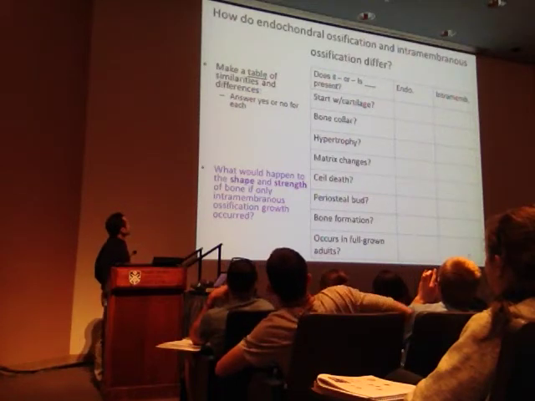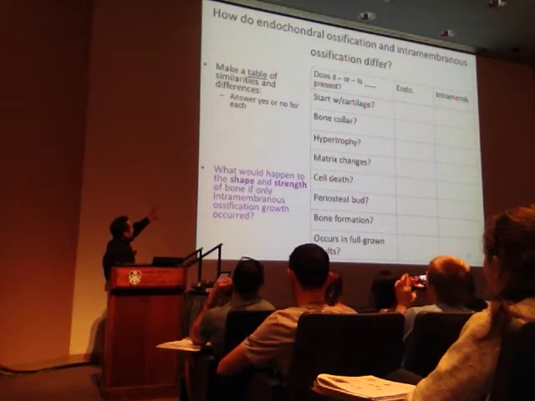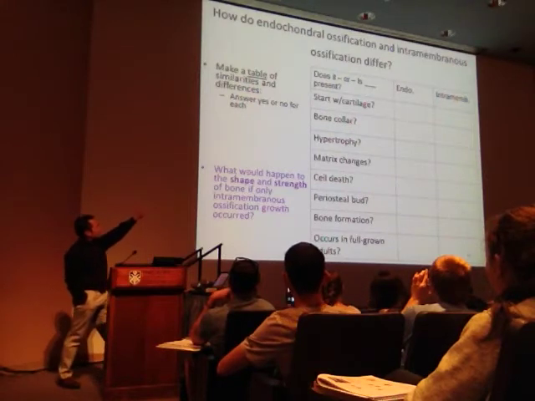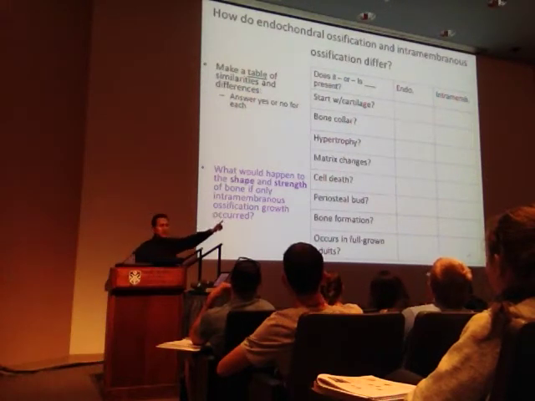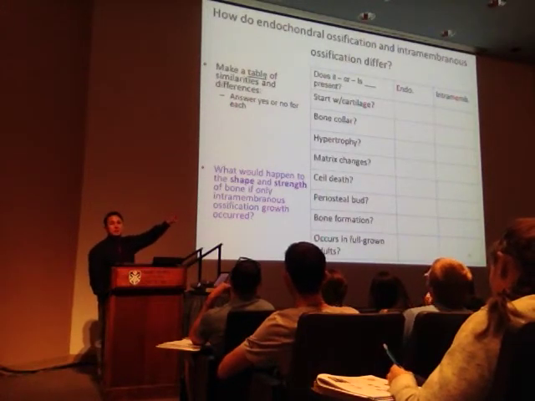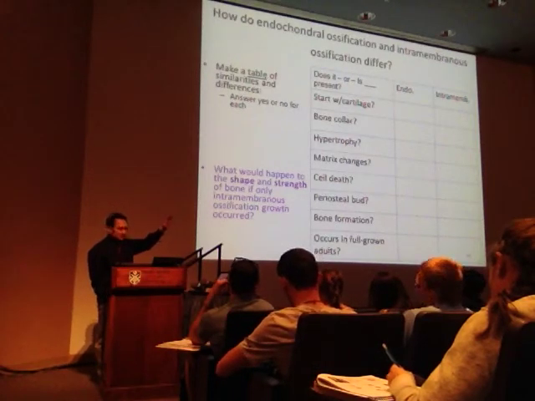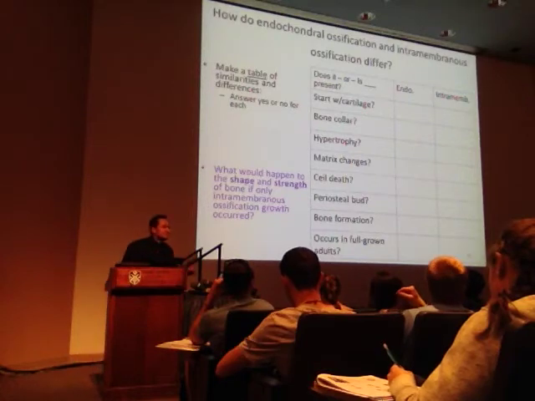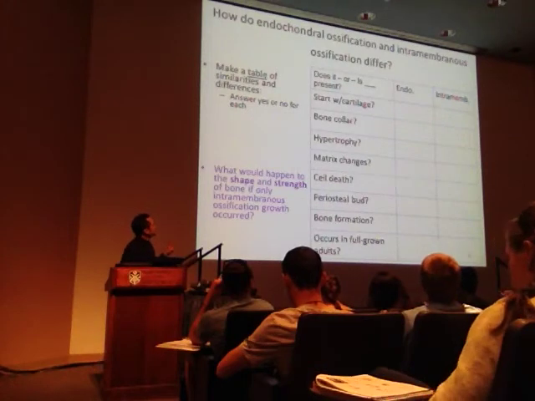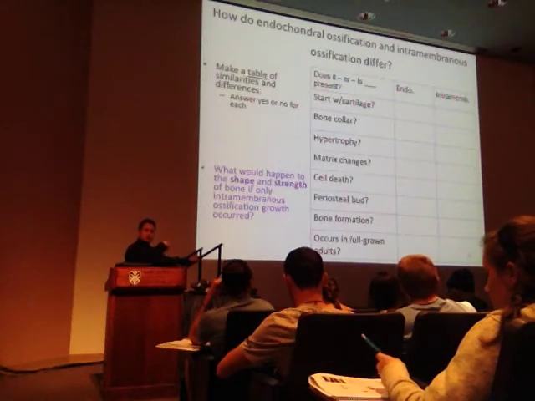So I want you to make a table. You can just print out the slide if you'd like. And I want you to say yes or no. In intramembranous, which is the first one we did, that's the far right column, does it start with cartilage or does it not? No, it doesn't. It starts with what? Mesenchyme. Endochondral, which is the left column, the second one we did. Does it start with cartilage? Yes, it does. So there's the answer to the first line.